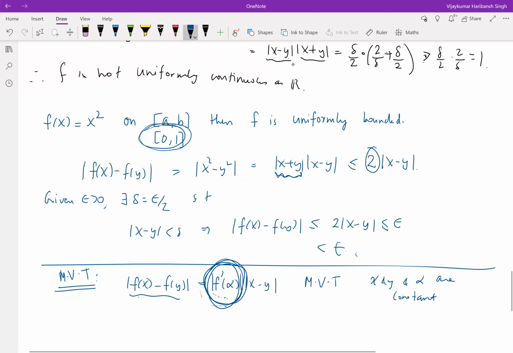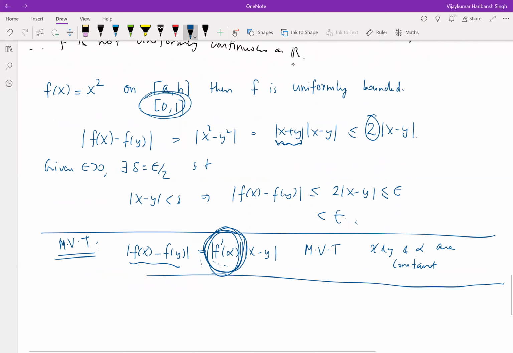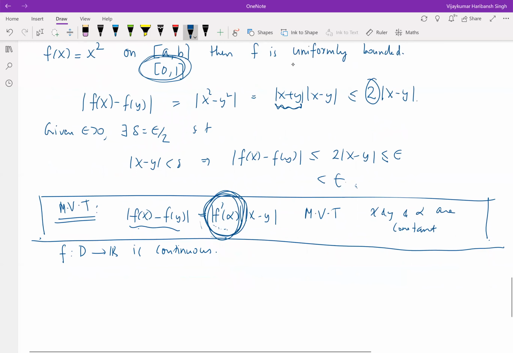Okay, so anyway, the question is, when is this the case? Here you saw f was continuous from D to R. The moment there's something special about your D, f became uniformly continuous. So what is that special thing? If D is compact, then f is uniformly continuous.